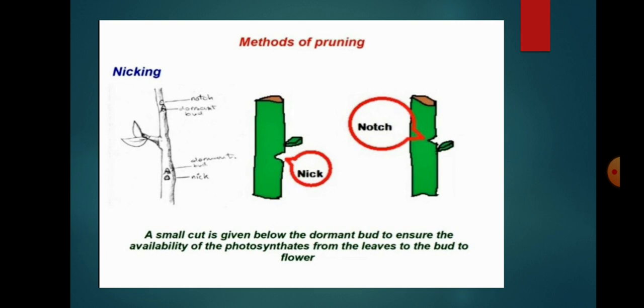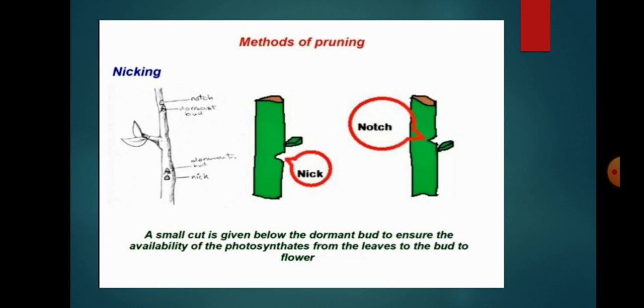But to grow the buds, notching is done. This is the main difference to be remembered. First remember nick: nick sounds like niche, and niche means down, below. Nicking will be done below. Then we automatically know that notch means upside. Notch is done above the dormant bud to increase bud growth.